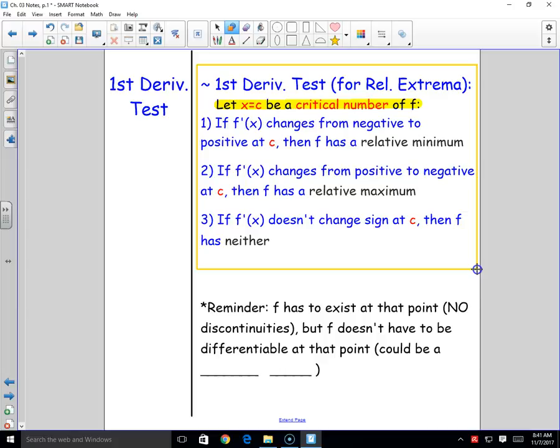If f prime changes from negative to positive, then f has a relative min. If f prime changes from positive to negative, then f has a relative max. That's why you put the little dot in, but only at critical numbers. I'm not saying domain restrictions, I'm saying only at critical numbers. If f prime does not change sign at c, then there is neither a relative min nor a relative max at that point.